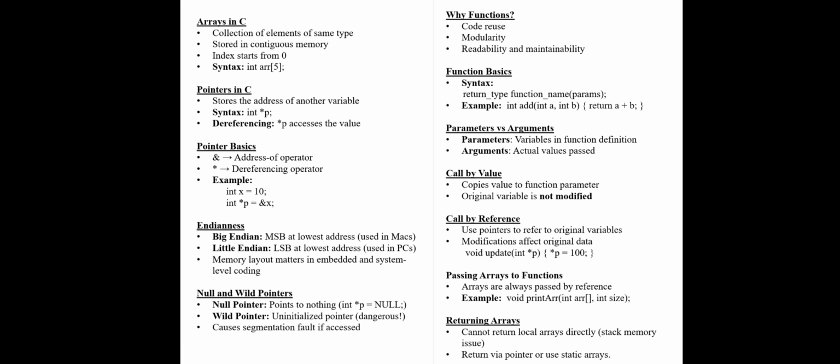An array is a collection of elements of the same data type stored in contiguous memory allocation. Arrays help organize large sets of data, such as multiple sensor readings or temperature values, under a single variable name. The index of an array starts from 0, which means the first element is stored at index 0 and the second at 1 and so on.